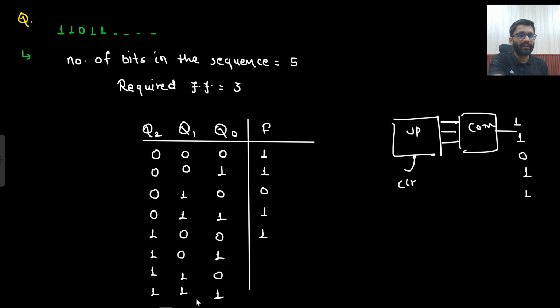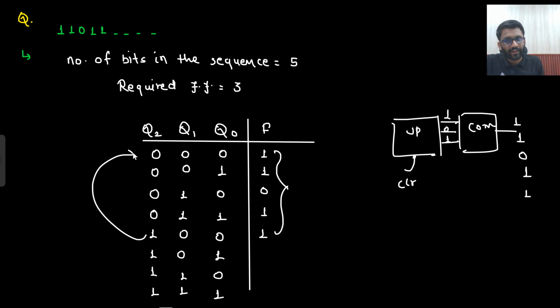Why is that so? Because let's say 101 is occurring. After one clock cycle, 101 will occur, and I do not even want this. I do not even want 101 to occur, because I want this sequence to be repeated: 11011, then again I want to go back here. So this is the sequence I want. I make sure that these conditions do not even occur, so all these will be don't care.